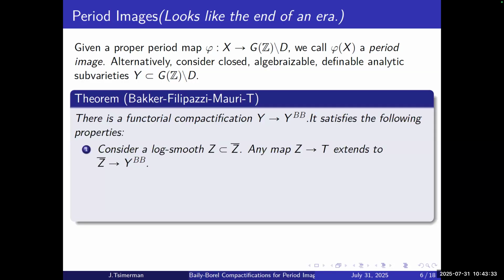It's going to have some properties. So first of all, it's going to have this extension property. If you have any log smooth Z and Z bar, so both Z and Z bar are smooth, and the complement is a normal crossing divisor, locally looks like a bunch of hyperplanes, then any map from Z to Y extends to a map from Z bar to the Baily-Borel compactification. So it's some sort of universal compactification.